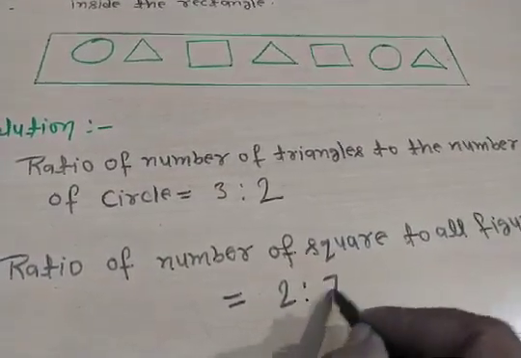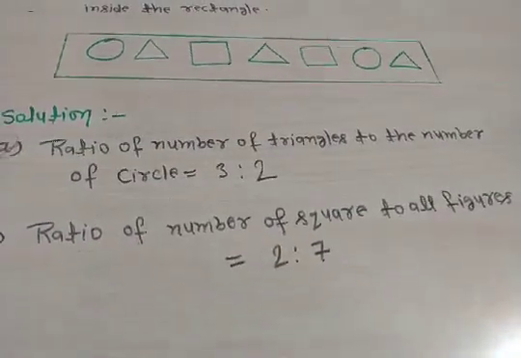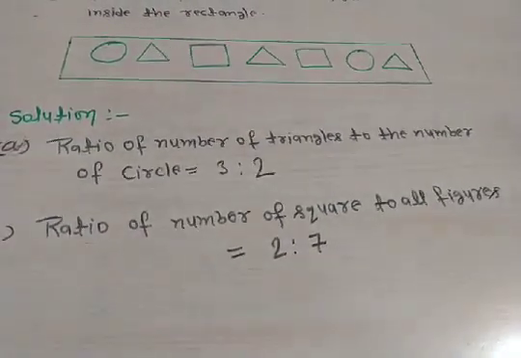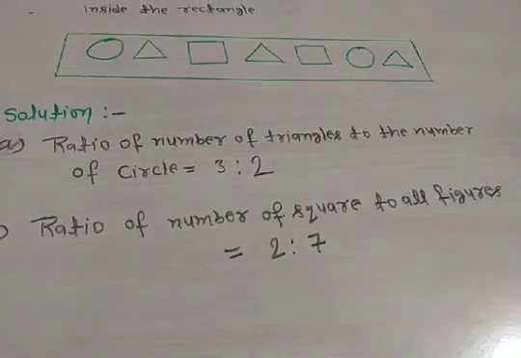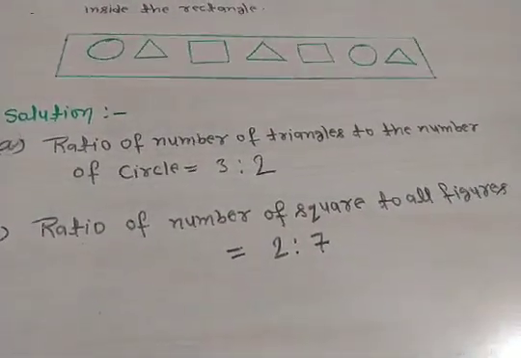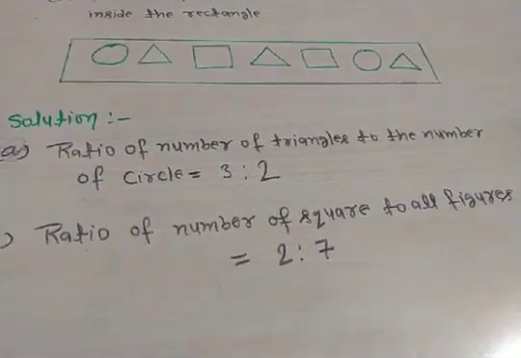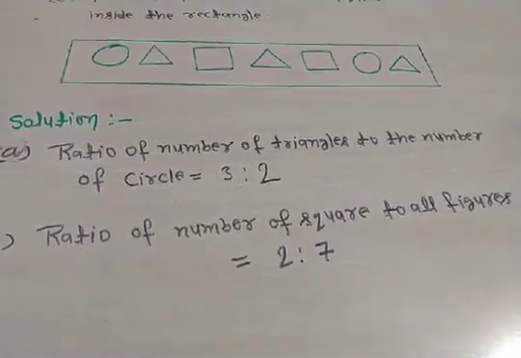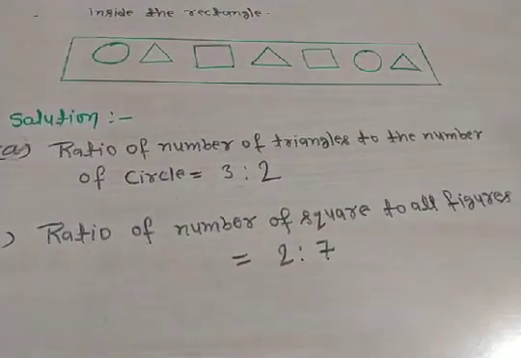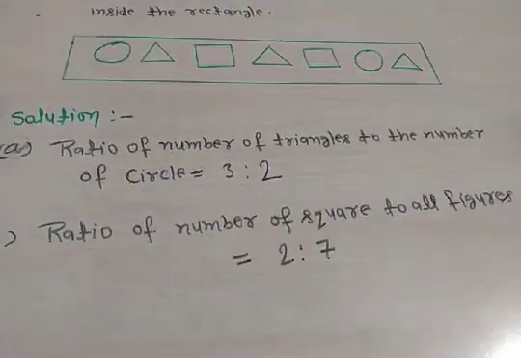So we find the ratio of number of squares to all figures. All figures is 7 and number of squares is 2. Then the ratio becomes 2 ratio 7. This is clear.